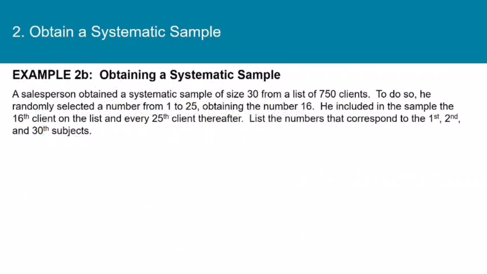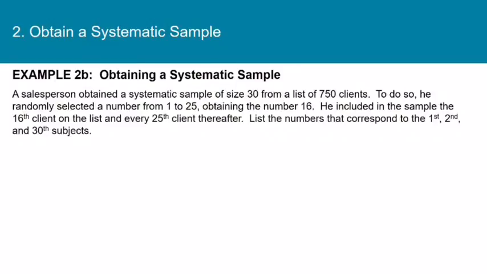Now we're going to do an example together where we're given P and K, and all we have to do is calculate the position of each subject in the sample. So let's read it together. It says a salesperson obtained a systematic sample of size 30 from a list of 750 clients. To do so, he randomly selected a number from 1 to 25, obtaining the number 16. He included in the sample the 16th client on the list, and every 25th client thereafter. List the numbers that correspond to the first, second, and 30th subjects.